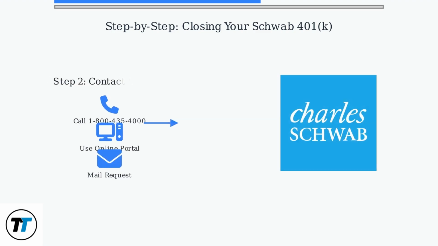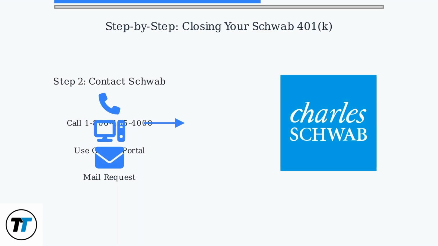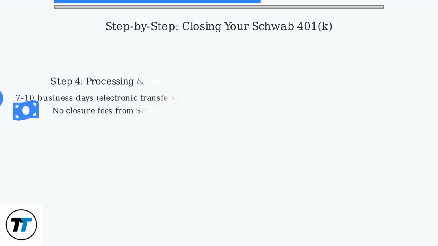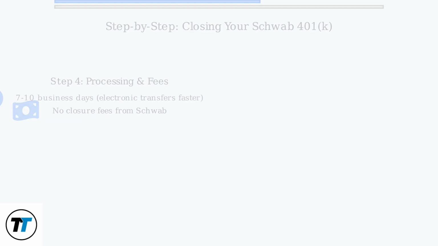Next, contact Schwab to initiate the process. You can call their dedicated line, use the secure online portal, or mail your request. You'll need to complete the official 401k distribution request form, providing account details, employer information, and the reason for closure. Processing typically takes 7 to 10 business days, with electronic transfers completing faster. Schwab doesn't charge any closure fees, though wire transfers may incur small costs.